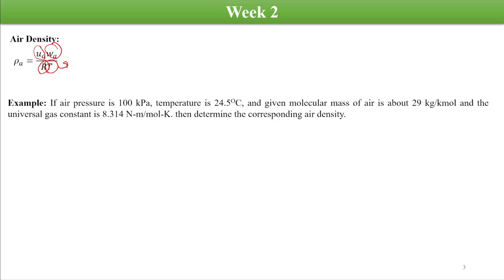So let's quickly do an example on how to calculate air density. The example is: the air pressure is 100 kPa and the temperature is given as 24.5 degrees Celsius. The given molecular mass of the air is 29 kilogram per kilomole, and the universal gas constant, as we know, is 8.314 Newton meter per mole Kelvin. Then we need to determine the corresponding air density.